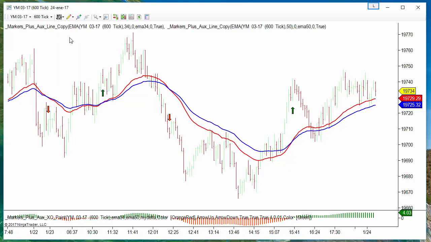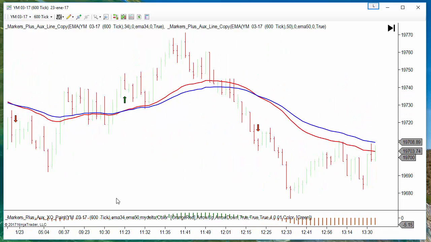Now we can check which are the entries for our signals. The arrows paint where the signals are, and now we must take into account the close of that signal. So this is the place where we may have a fill.